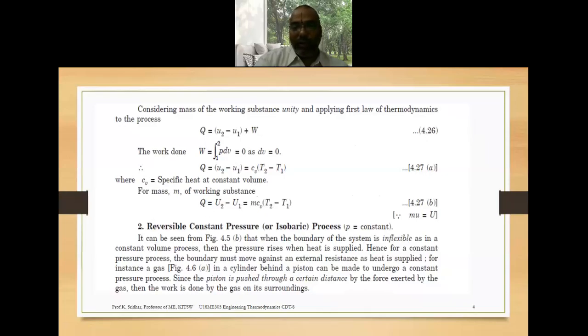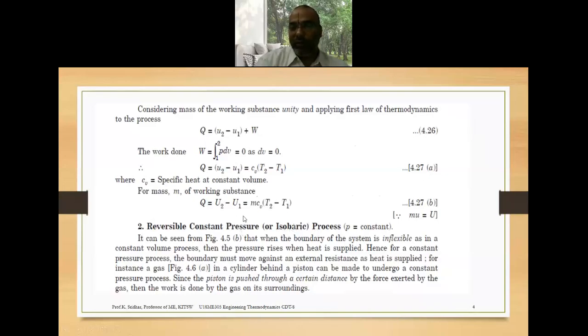And similarly, let us consider the next process, the constant pressure process, which is also known as isobaric process. In competitive examinations, they may ask you that during isobaric process, which parameter will remain constant, or dash parameter will remain constant. The answer is that the pressure will remain constant during the isobaric process. Iso is a Greek word; iso means same or uniform.